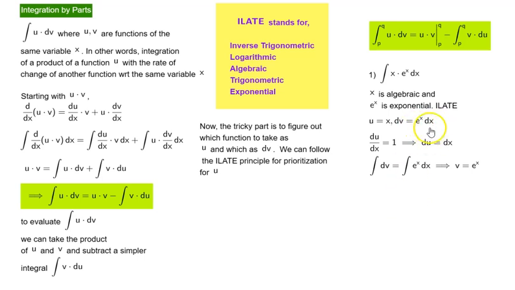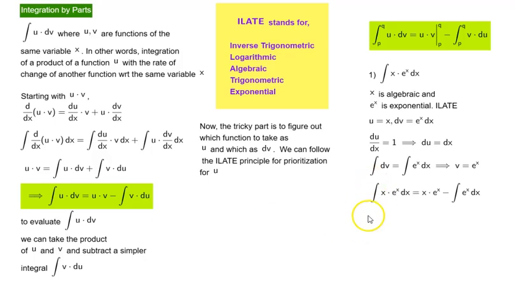And remember, we want v as well, the function v. What we have is dv. So to get v, we integrate dv. So the integral of dv is equal to the integral of e to the power of x dx. And that is pretty straightforward. v is equal to e to the power of x.